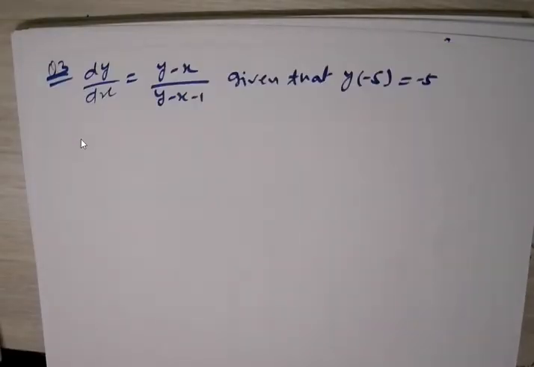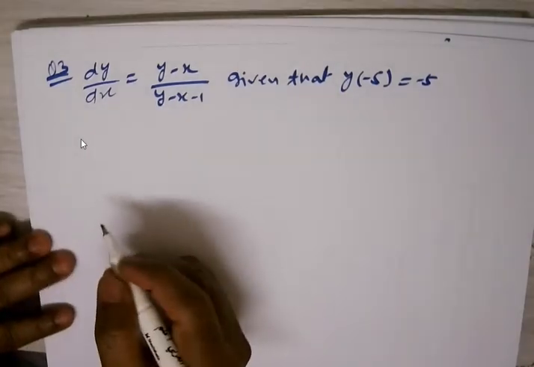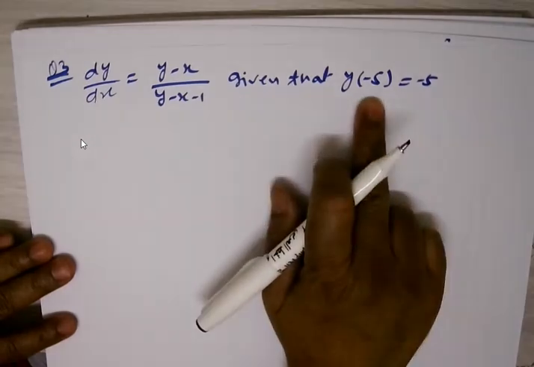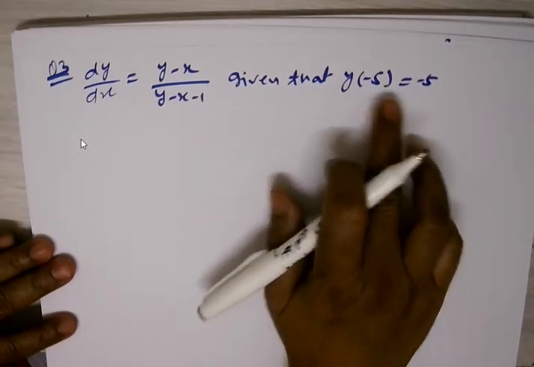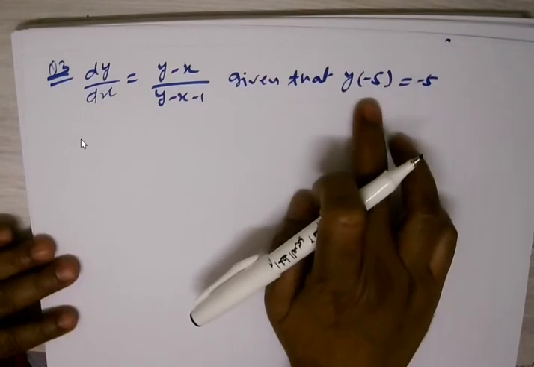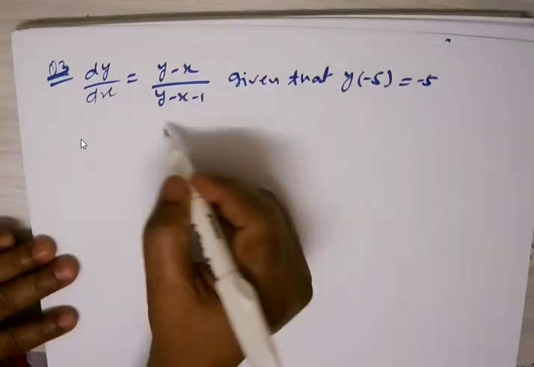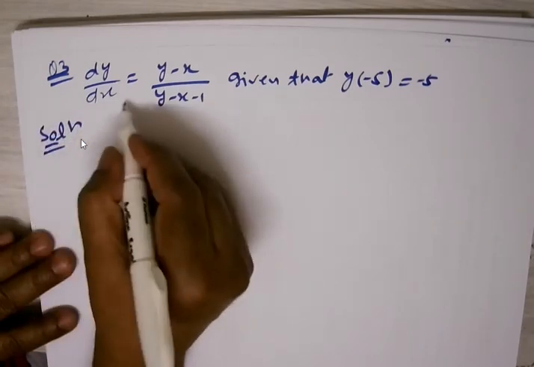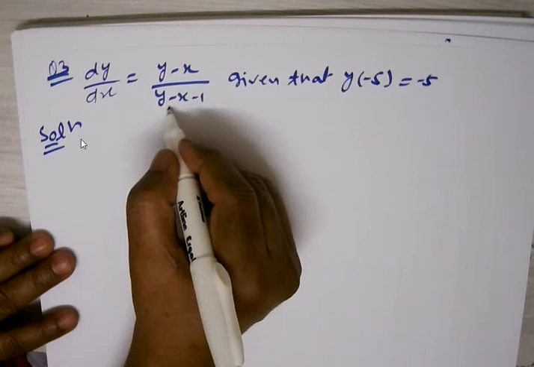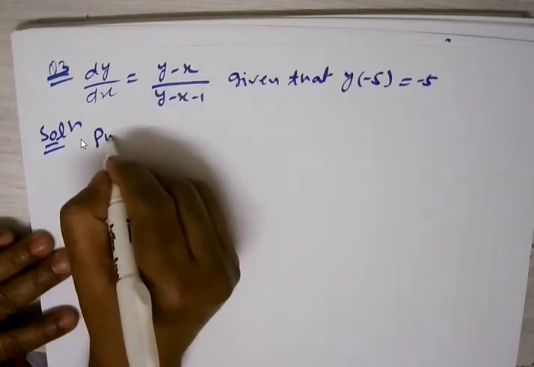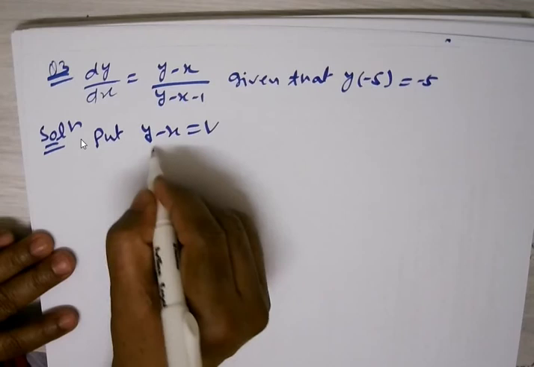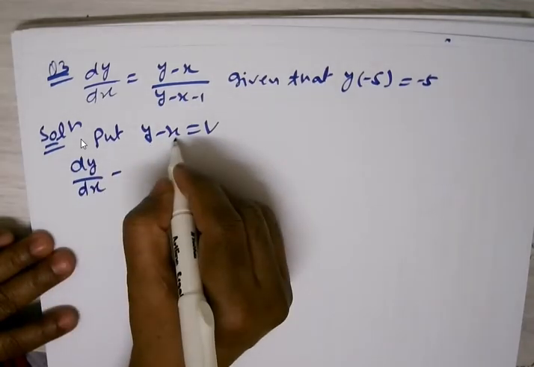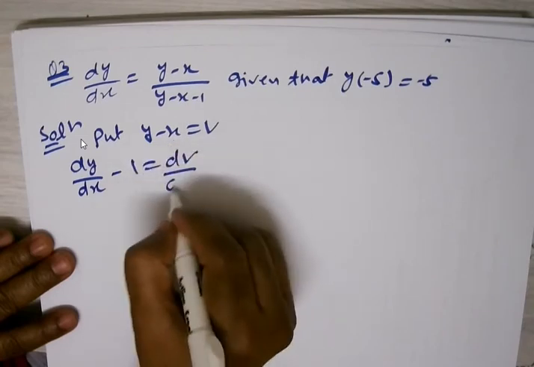On continuation of that one, I am putting question number 3 for non-homogeneous differential equation. But it is given here, given that y of minus 5 is equal to minus 5. It means that you need to write the value of c. So what is the solution of this non-homogeneous equation? See here, y minus x is up and y minus x is over. Same thing. So what you have to do, put here y minus x as v and differentiate it. So dy/dx minus d/dx of x, which is 1, equals dv/dx.